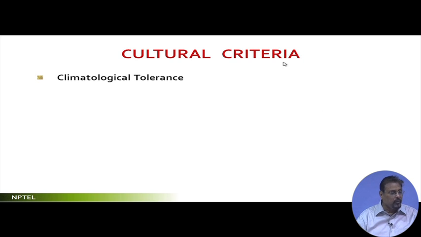Then let's come to cultural criteria. I have already tried to say what that cultural criteria is that we are referring to, but let us see with respect to its attributes what comes under the cultural criterion. Climatological tolerance. Here I would request you that instead of criteria, write down criterion, because criterion is singular. When I say cultural criteria, I am trying to see the cultural criteria of multiple such kinds of plants. That's why it is criteria, but you can read it as cultural criterion in the singular.